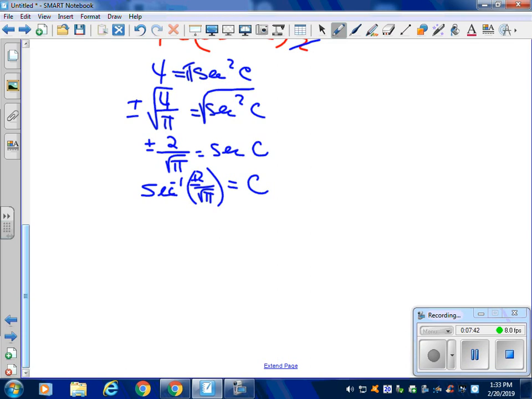So first, you're going to put this problem in and go secant inverse of 2 over the square root of pi as a positive. Then you're going to bring it back up and stick a negative on that 2 and work it out, because it could be positive or negative. And we don't know which one it is, because that's going to fit in our interval, that is.